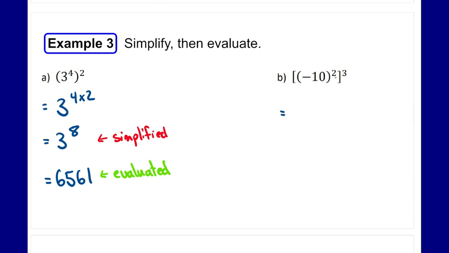Negative 10 squared to the power of 3, power of a power. So I have negative 10 raised to the power of 2 times 3. So negative 10 raised to the exponent 6. And on my calculator, negative 10 to the power of 6. Again, make sure you put it in brackets because we have a negative number. 1 followed by 6 zeros.